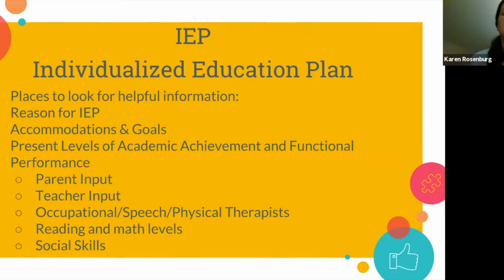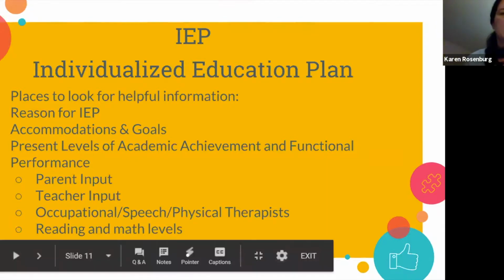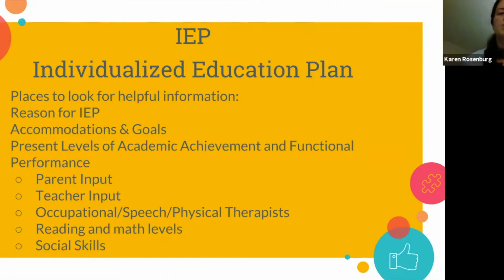And the accommodations are important because, again, if it says in the IEP that you're supposed to be implementing that in a regular ed classroom, then that should be something that you're doing in the class. The other thing that's good to look for are present levels of academic achievement and functional performance. There are many, many paragraphs probably written by parents and teachers, therapists. It'll have their social skills, their reading and math levels. All of those things are super important when designing instruction for students with autism, especially if you have them read stuff.